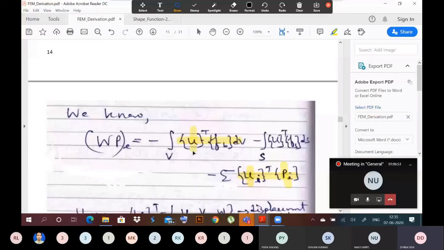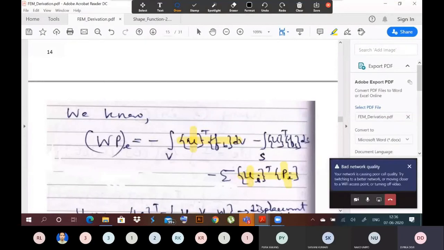So that is why you have to write like this. U transpose Fb means U transpose will have U, V, W, and Fb means Fbx, Fby, Fbz. So work done will be equal to U into Fbx plus V into Fby plus W into Fbz. So that in general can be written like this in matrix vector notation. So this is the work done by the body force per unit volume.